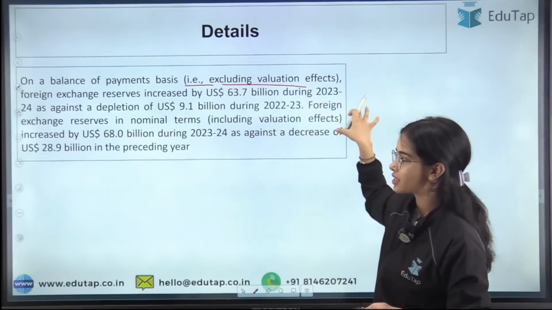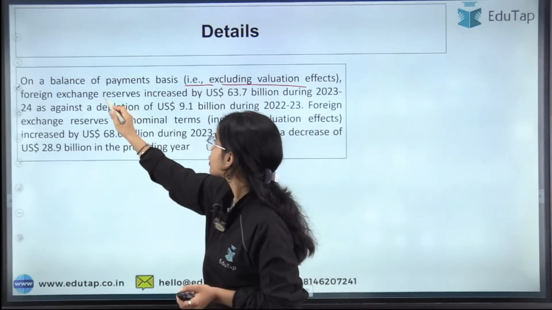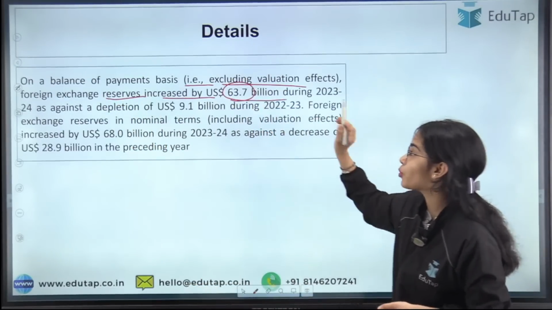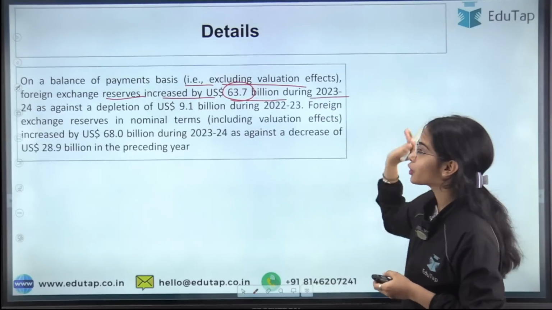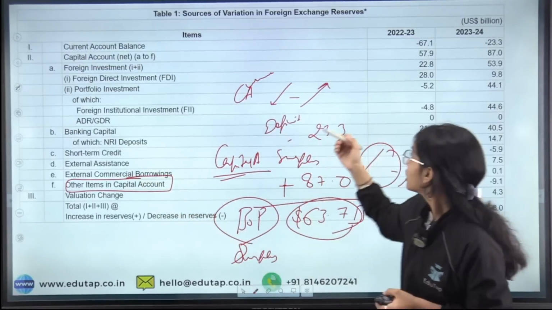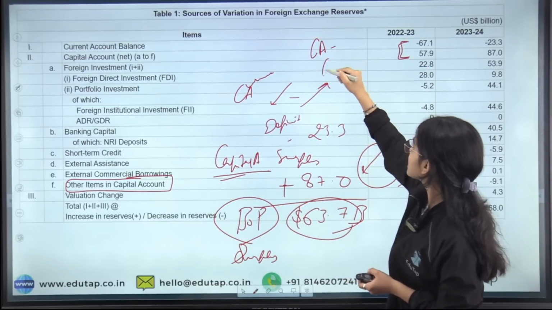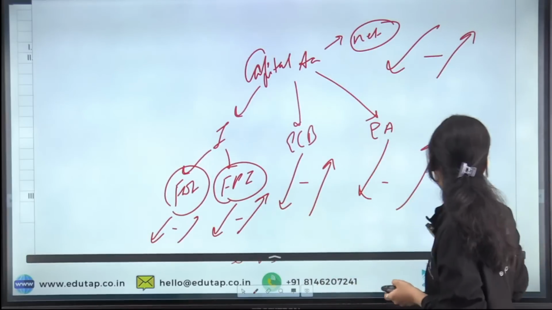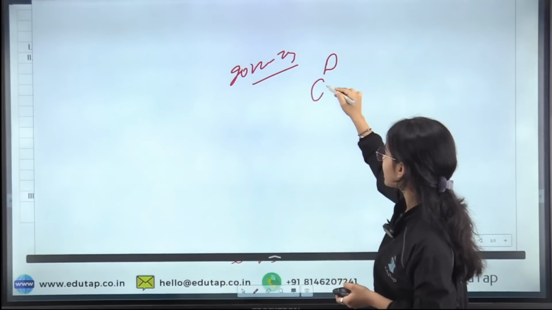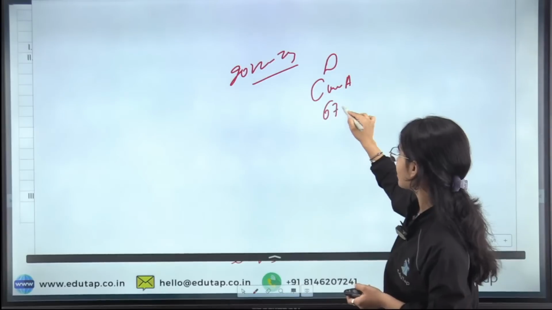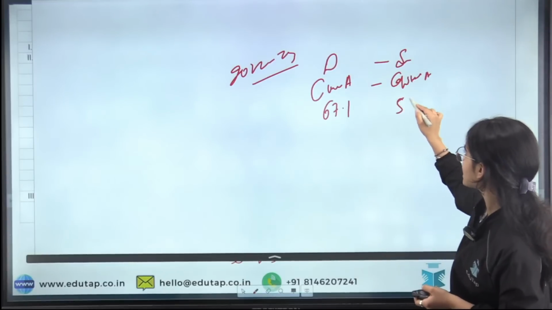I will tell you what this valuation effect is, but just leave it for now. On the balance of payment basis, the foreign exchange reserves have increased by US$63.7 billion. That means a surplus of $63.7 billion has happened during 2023-24. In the previous year, 2022-23, the deficit in the current account was 67.1, while the surplus in the capital account was 57.9.